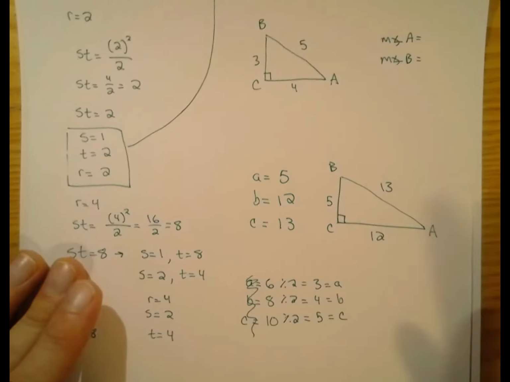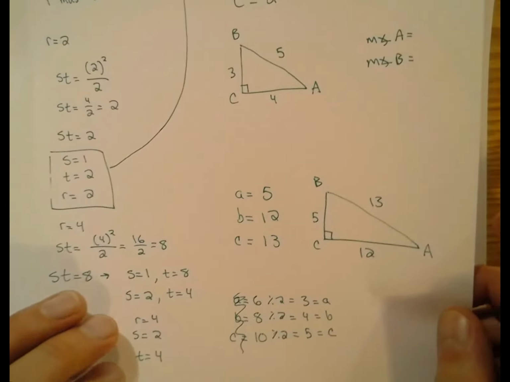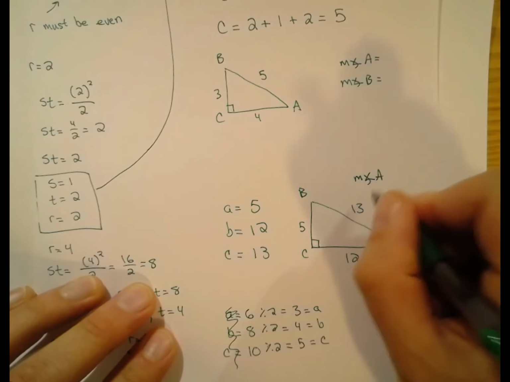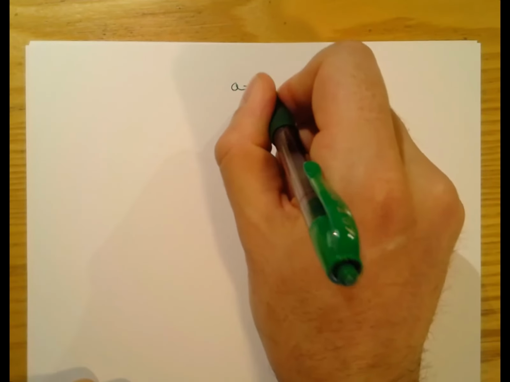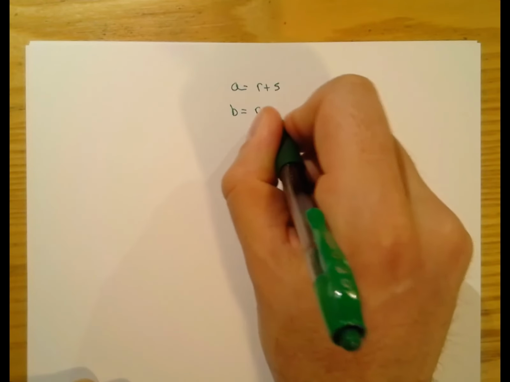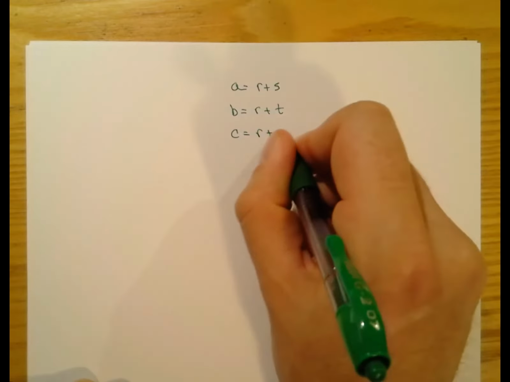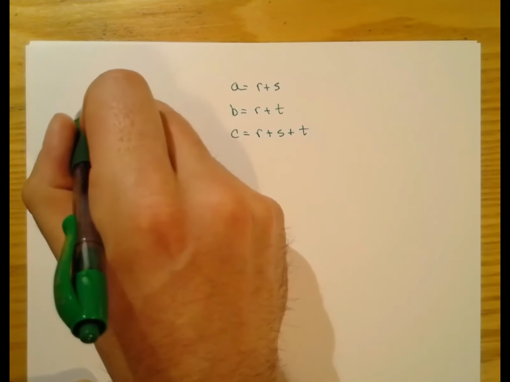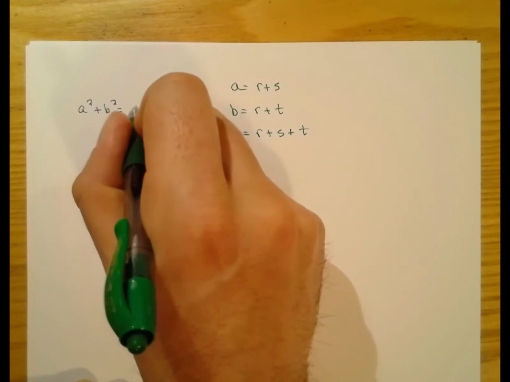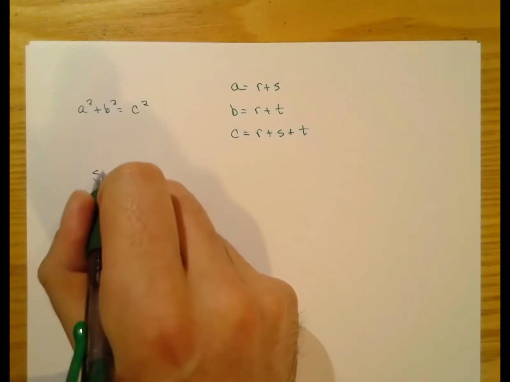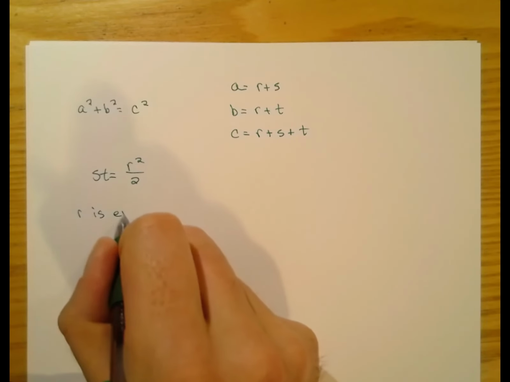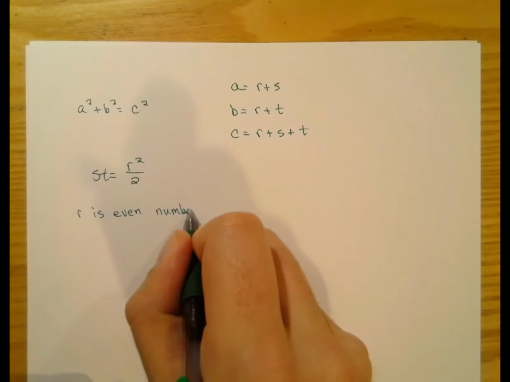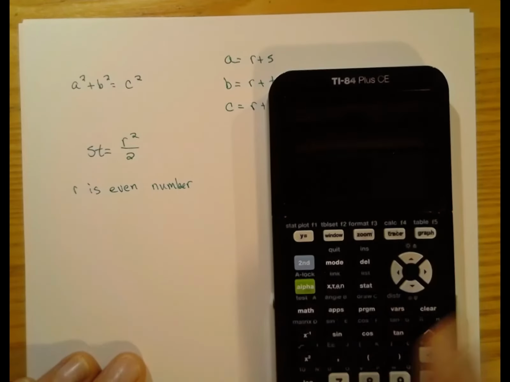All right, one more larger example, and then we'll go back and quickly calculate all of the angles using trig. Okay, so quick reminder, A is R plus S, B is R plus T, C is R plus S plus T. And my situation is ST has to equal R squared divided by 2. So R is an even number. I'm going to use my calculator for help with this one because I'm going to generate a large one.